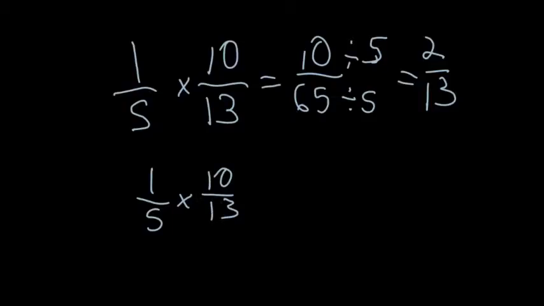So I can't reduce 1/5, I can't reduce 10/13, but I can reduce the 5 and the 10. 5 goes into 5 once, 5 goes into 10 twice. So now I have 1 times 2 is 2, 1 times 13 is 13.